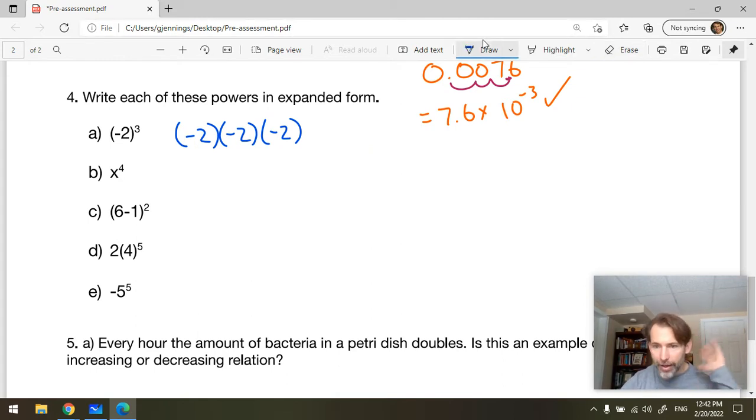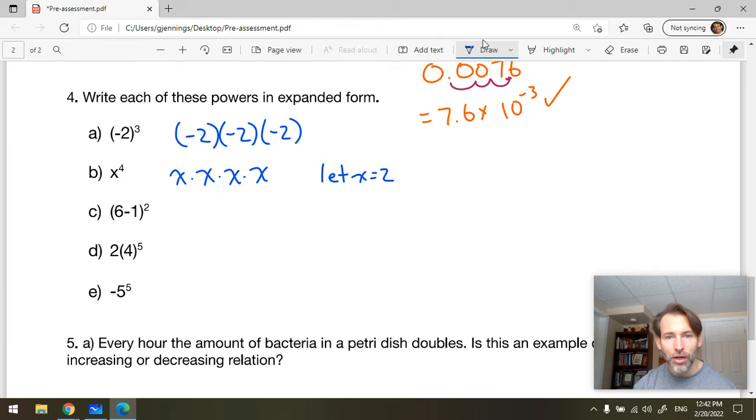x to the 4. x is a number I don't know yet. So this is equal to x times x times x times x. And let's say I want to solve for when x is 2. So I'm going to say let x equal 2. Well, I could then evaluate 2 to the 4 equals 16. Or I could sub it in here and it would be 2 times 2 times 2 times 2 equals 16. Okay, I can substitute anywhere I want. I could substitute there or here.